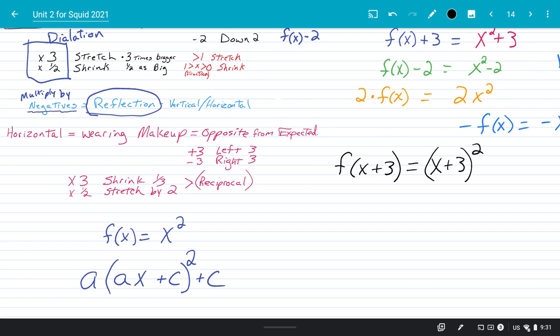All right. Here is an example of a horizontal transformation. Notice that the plus 3 is happening inside the parenthesis. Since it's happening inside, we know it's horizontal. And if we're thinking about horizontal, and we said, hey, where's plus 3? We would think that that would go to the right 3 places, correct? But it doesn't. This is going to go left 3. So the one thing that you have to remember about horizontal is it's always going to be opposite of what you would think it would be.